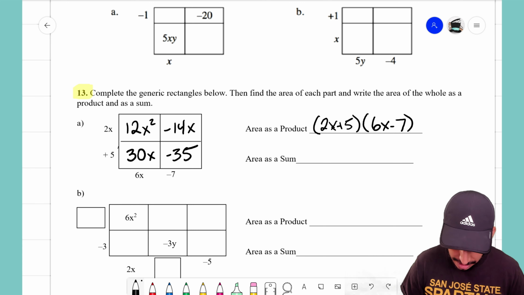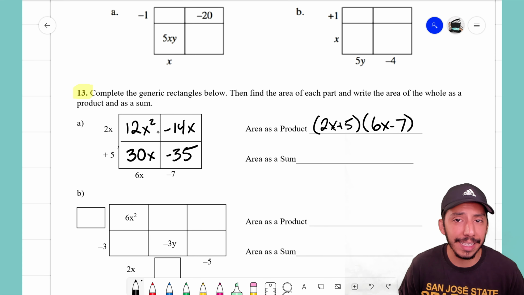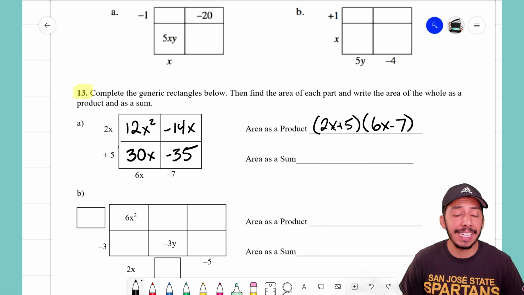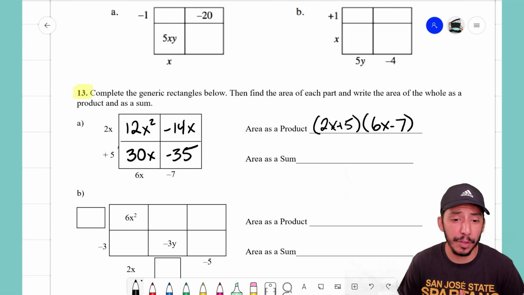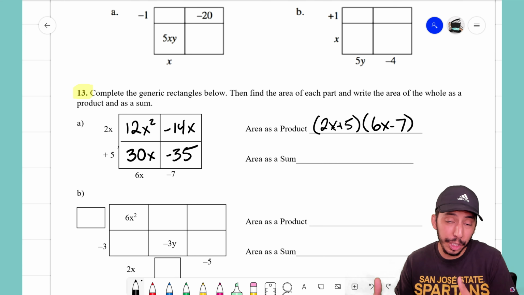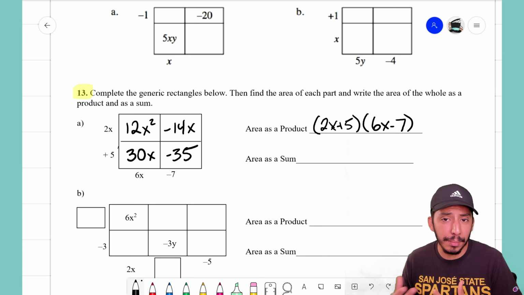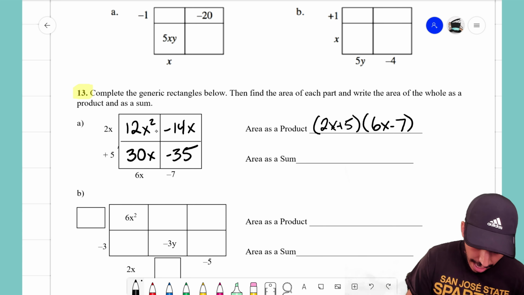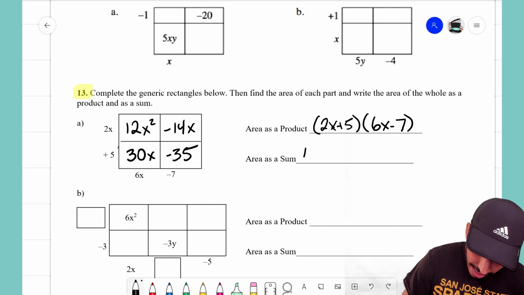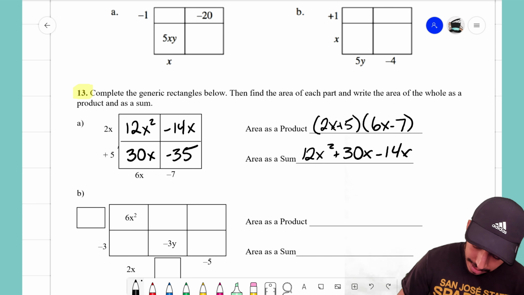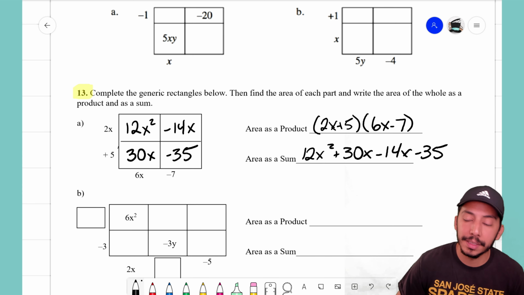Now we go to our sum. And our sum is all of the stuff inside, right? All of the stuff inside, we need to add it together. Remember, sum is when you add something, you get the sum of those two things. So I just need to write all of this stuff out like I'm adding it. So I have 12x squared plus 30x minus 14x minus 35.